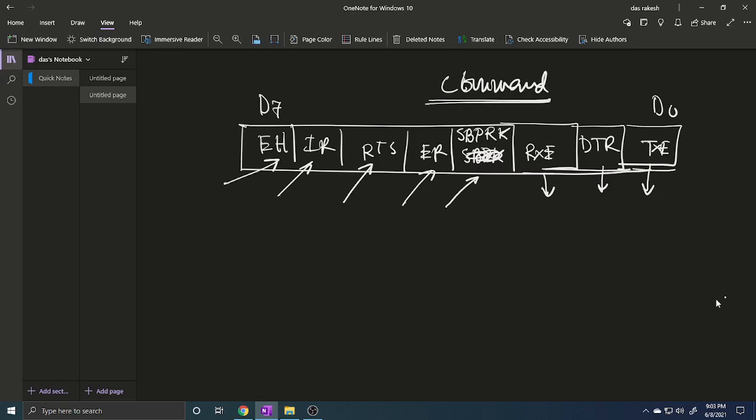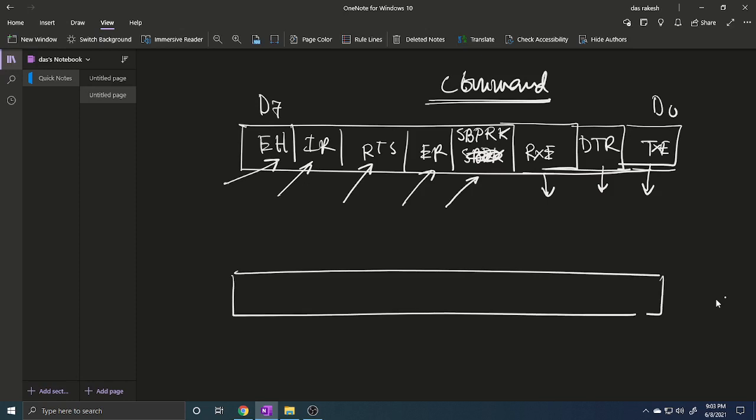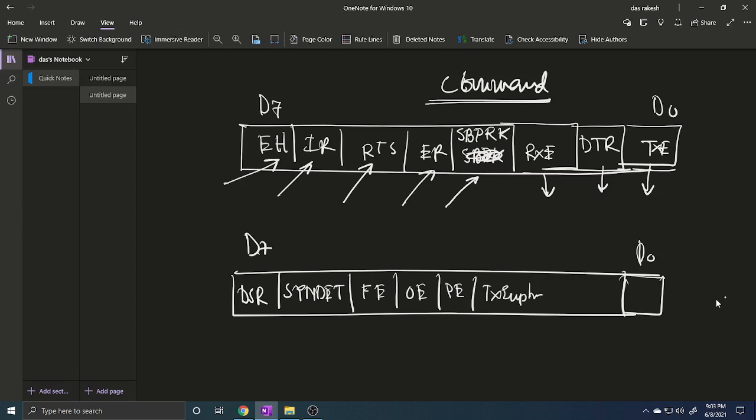Okay, so now the last one is the 8251 status register. This is very important. So what is a status register? This register is only to show the status of the 8251 for character transmit. The individual bits are represented by these names: DSR, SYNDET, FE, OE, PE, TXEMPTY, RXRDY, and TXRDY.